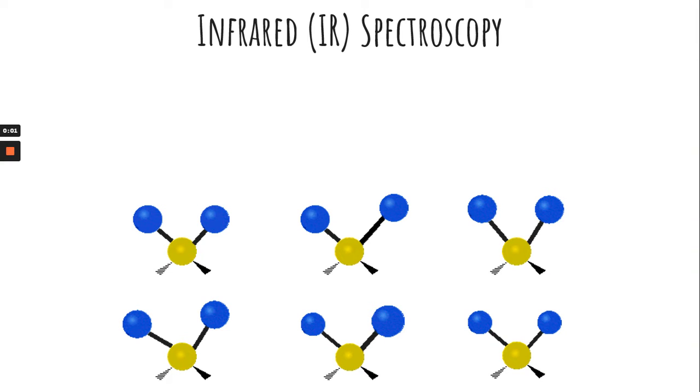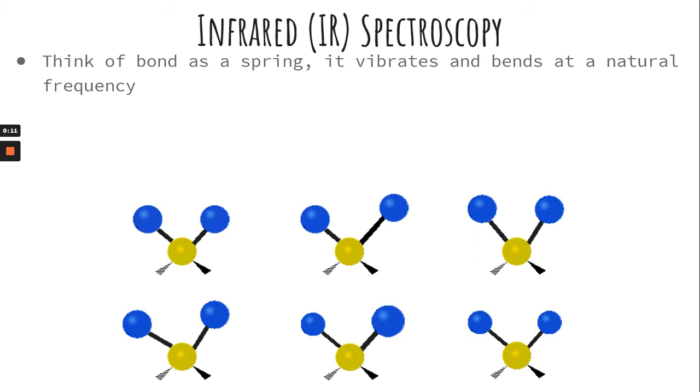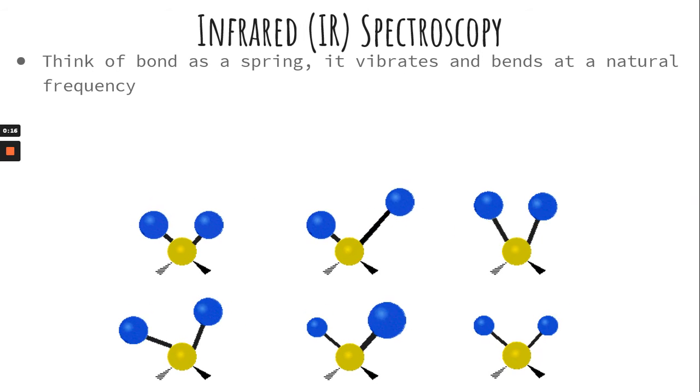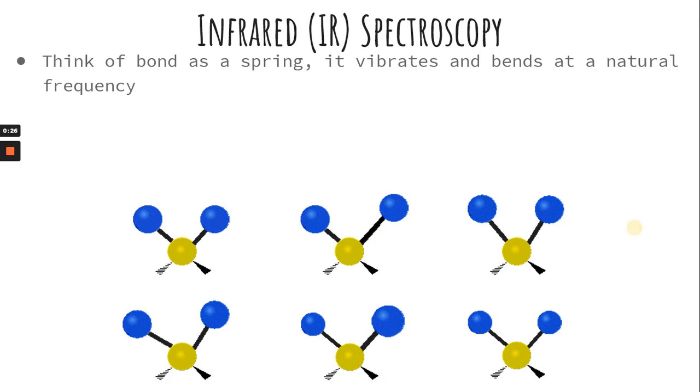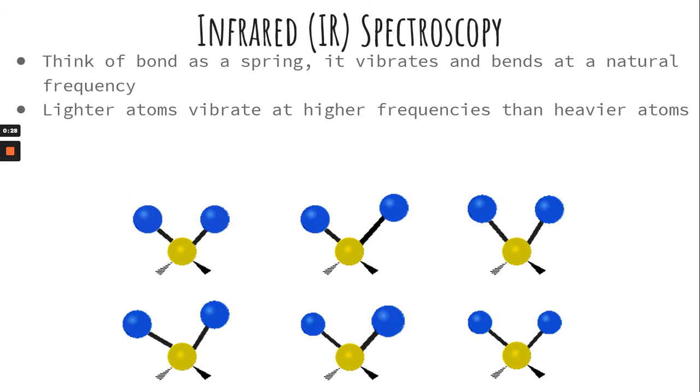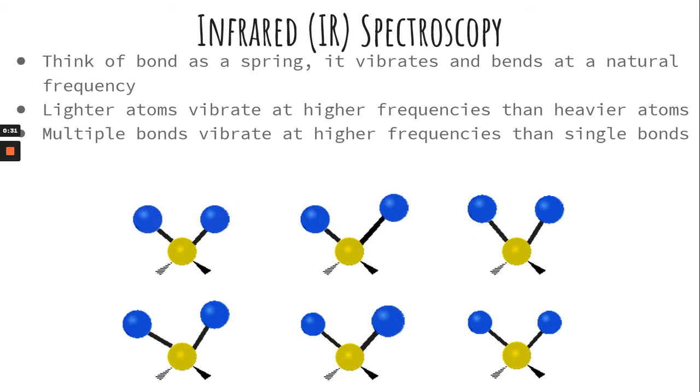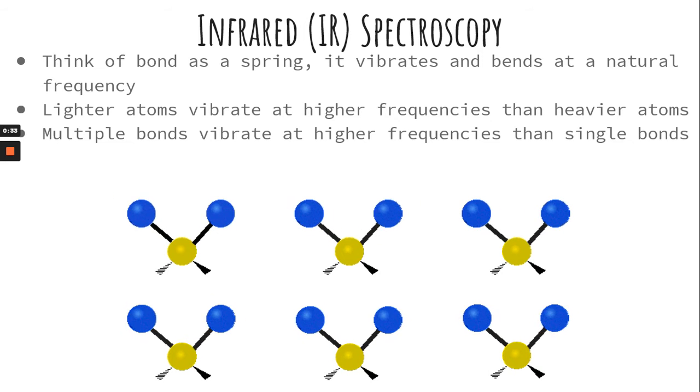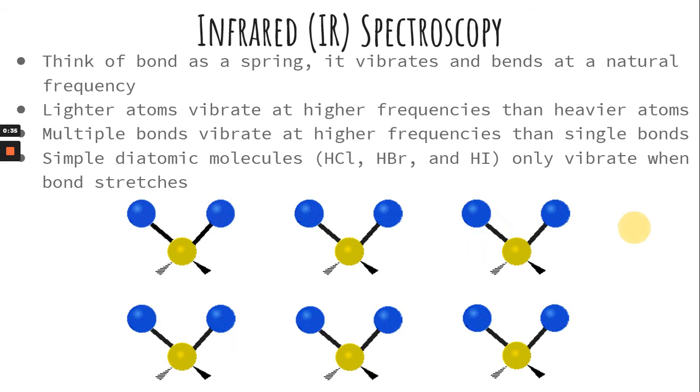We're going to talk about infrared spectroscopy and what we can glean from that spectrum. So you have to think about the bond being a spring, and it vibrates and bends in natural frequencies. If we allow those bonds to absorb infrared, then we can understand the types of bonds that are in our molecules. Lighter atoms vibrate at a higher frequency. Multiple bonds vibrate at higher frequencies than single bonds.